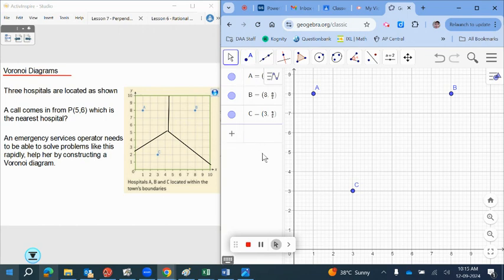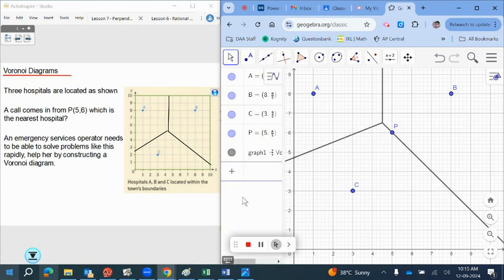Our task here is to try and figure out if we have an accident at 5, 6, point P, which hospital is going to be closest? Now, looking at it and eyeballing it, we can probably see that A looks a little bit further away, but C and B look pretty close to each other. The way this problem is solved is we can create a Voronoi diagram. So I'm just going to go Voronoi, and then I'm going to give a list of points A, B, C. This will draw the Voronoi diagram for those points.